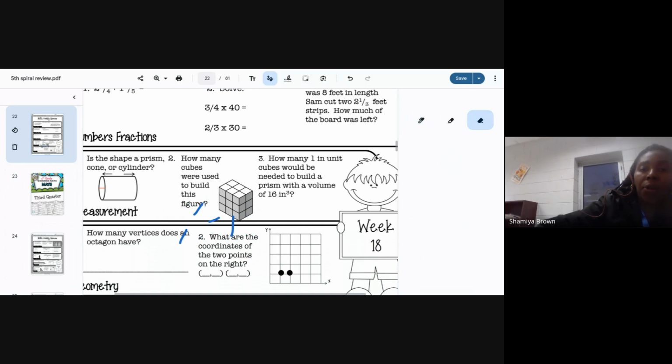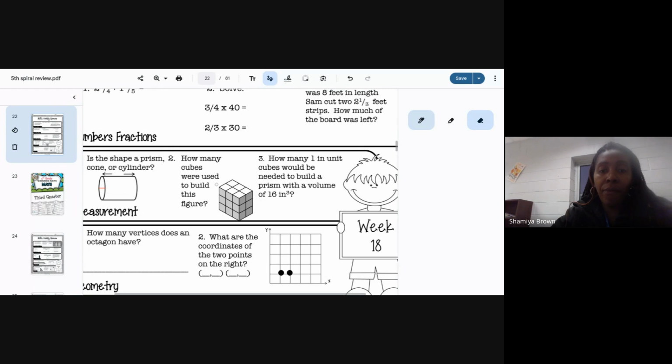Okay, next one says, how many 1 inch unit cubes would be needed to build a prism with a volume of 16 inches cubed? So that would be 16 cubes. Yeah, 16. Okay, so you would need 16 cubes to build that.